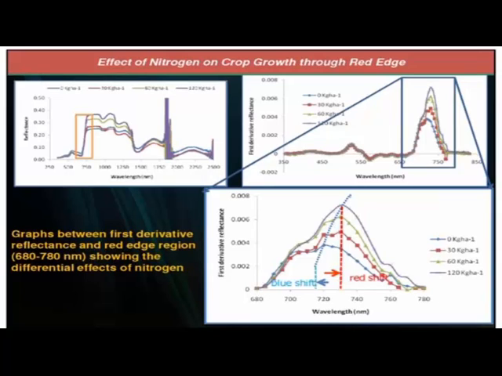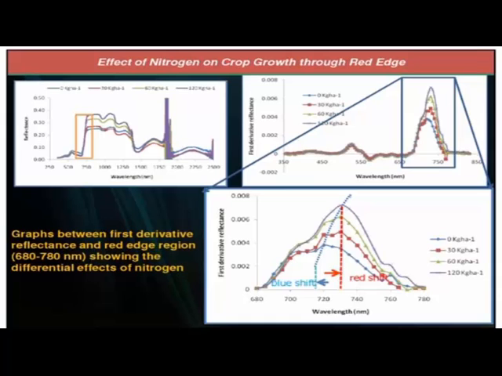From 680 to around 750, or 780, you can see a difference which is very much visible with respect to these treatments. The same thing is magnified here. So if you take the first derivative of this reflectance, you are able to see some information which you were not able to retrieve or interpret before.